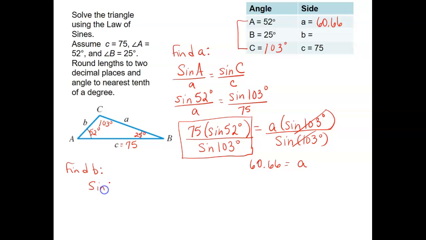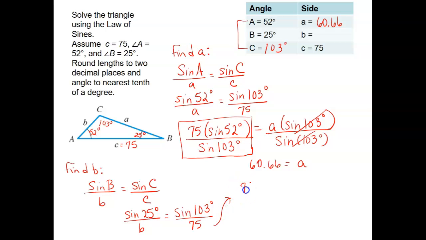So I'm going to say the sine of B over B equals the sine of C over C. If I substitute in here, that's going to be the sine of 25 degrees over B equals the sine of 103 degrees over 75. This is the point that I'll cross multiply. These are fairly long problems, so give yourself plenty of room. So 75 times the sine of 25 equals b times the sine of 103.